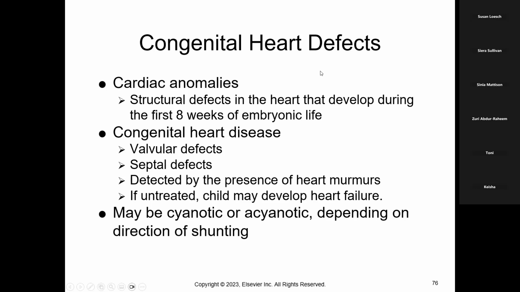I would know that these anomalies start in the first 8 weeks of embryonic life. So as that baby's developing, those structural defects will develop as well if they have this. Congenital usually includes defects with the valves, septal defects. Remember, that's that septal wall we talked about. And that will show in the way of murmurs because both valve defects and septal defects cause murmurs.